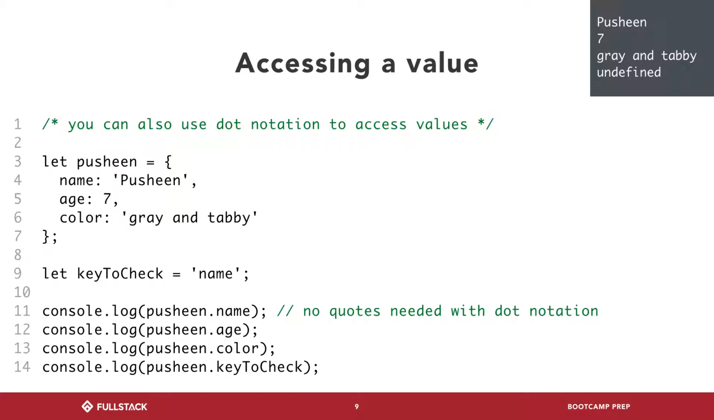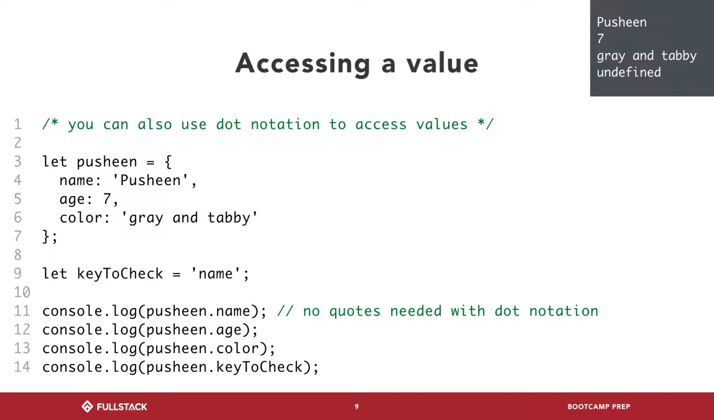What that also means is if we use dot notation, we can't use variables, right? Because by definition, dot is going to assume whatever key value you give it is literally going to be the name of the key. So down here, if you notice on line 9, we have this variable called key to check, and we set it equal to the string name, right? Here when we do pushing.key to check, we get back undefined, okay?